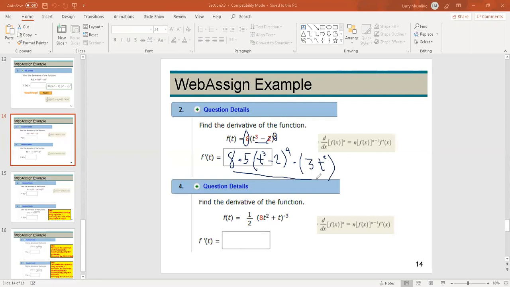The bottom example is very similar to what we just did. The only difference is it's a negative exponent, but that really doesn't matter. I'm going to follow the exact same procedure. This 1/2 is a constant in front, so I'm just going to bring that down with me. I'm going to bring the exponent -3 down in front as a multiplier. Copy down the function in parentheses, so I'm just copying down 8t squared plus t. Subtract 1 from the exponent, but -3 subtract 1 is -4. Now the chain rule says I have to take the derivative of what's inside the parentheses. Well, the derivative of 8t squared plus t is 16t plus 1.